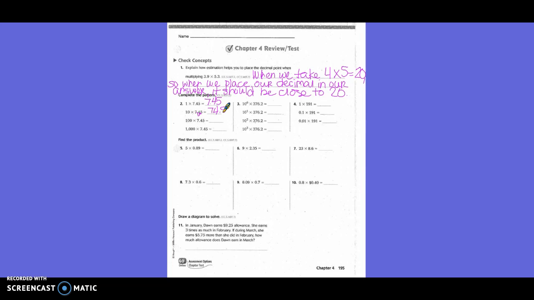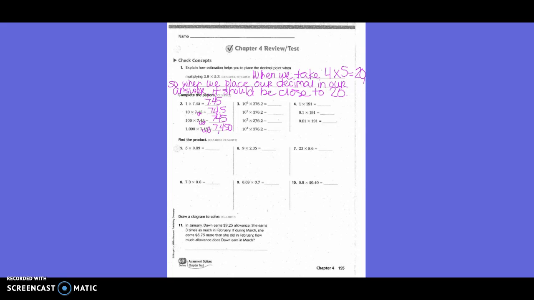74.5. Okay. Times 100. We already determined we're looping to the right, correct? So how many times do I loop to the right? Twice. So 1, 2, because I have 100, so my answer is 745. Okay. Now, 1,000. I loop to the right how many times? Three. So 1, 2, 3. And then, since I don't have enough slots to go to the decimal, I add in a zero. So my answer is 7,450.